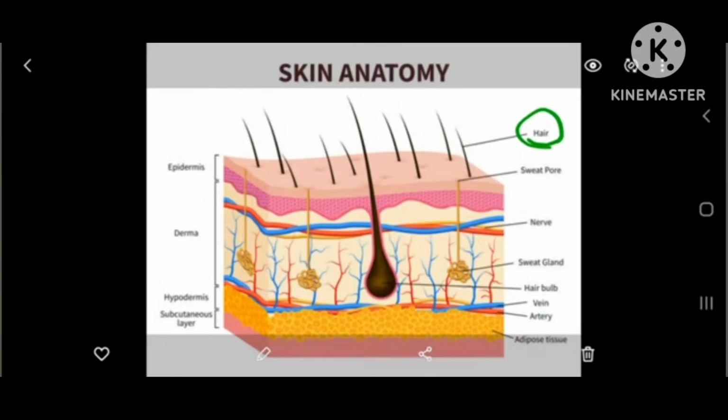Okay, so let us move to the sweat pore. The sweat pore is basically a small opening in the skin through which the sweat comes out. The sweat also helps in thermoregulation. The sweat is produced from the sweat gland. The sweat is not only water and salt, it also has some waste substances of our body. Right?